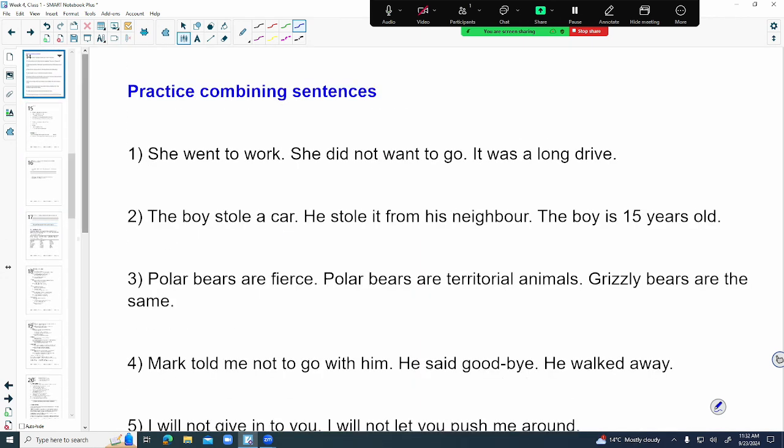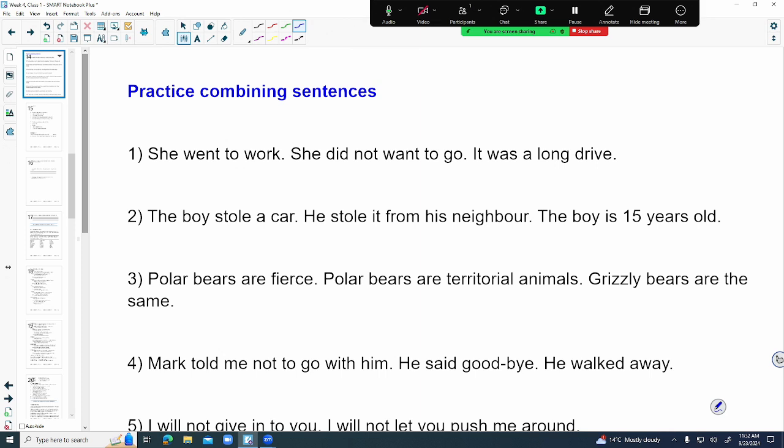Okay, so let's do a bit of practice now combining sentences. We talked about how to combine sentences using conjunctions and using different punctuation. So first one: she went to work. She did not want to go. It was a long drive. Okay, so three ideas, all about the same person. She went to work. She did not want to go. It was a long drive.